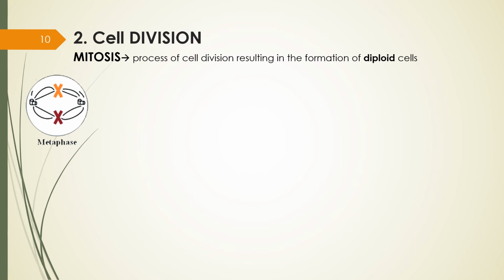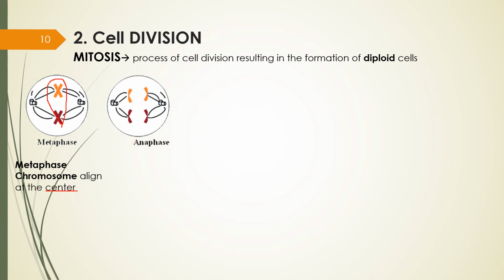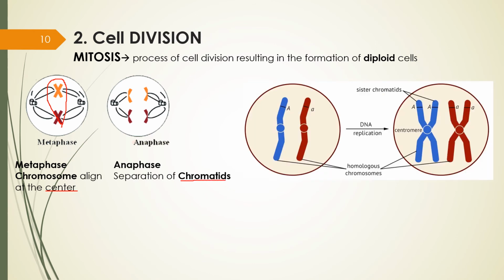In metaphase, after it's condensed, what happens? It goes to the center. So chromosomes align at the center. Anaphase, separation of chromatids. So here we're going to explore what's the difference between chromosome and chromatid.